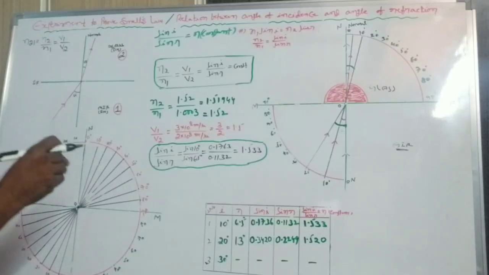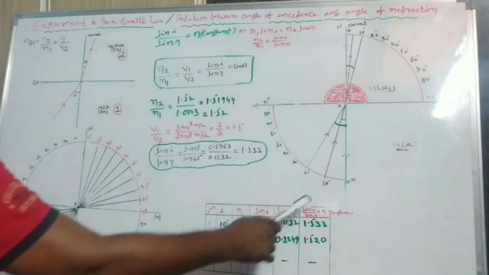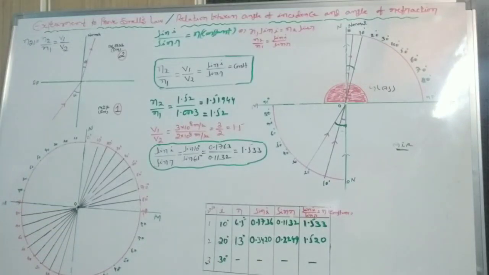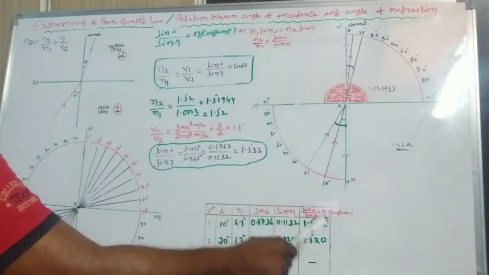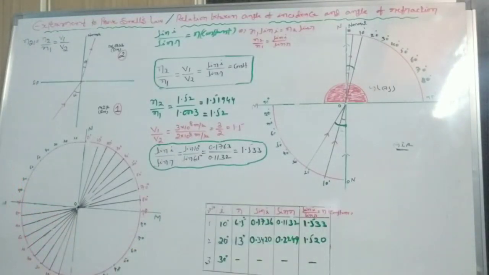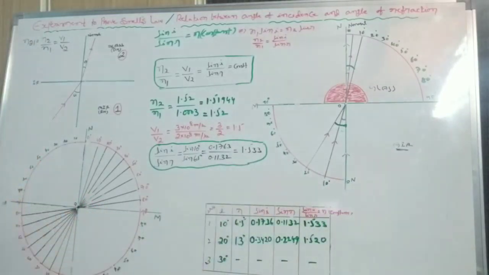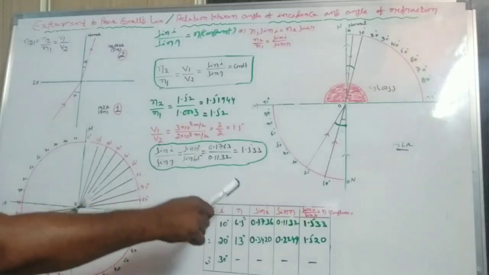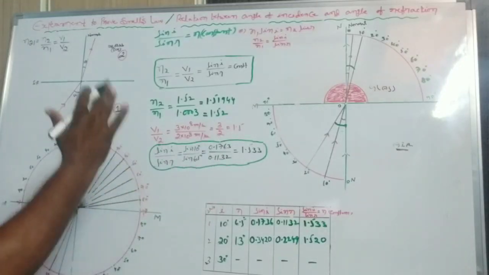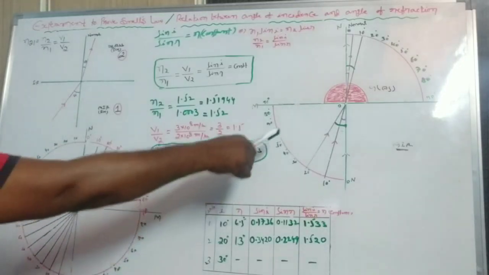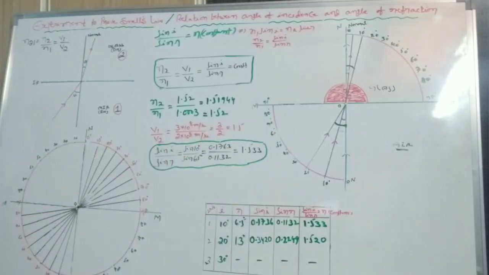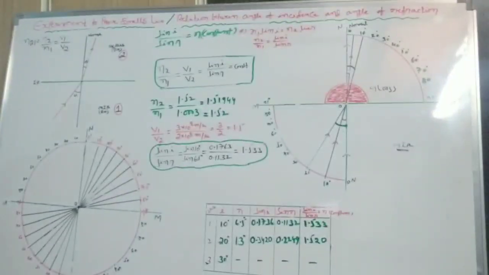Here we can evaluate sin I by sin R for every incident angle I, and we get sin I by sin R is always constant. So that is the relation between angle of incidence and angle of refraction. The ratio of sin I and sin R is called the refractive index.